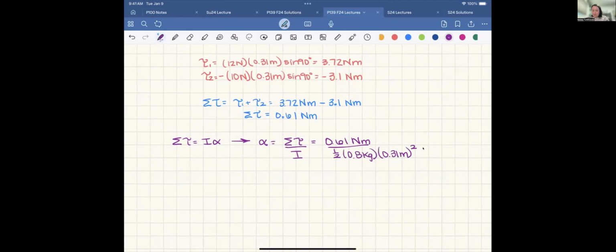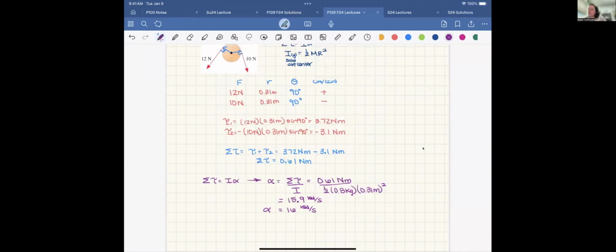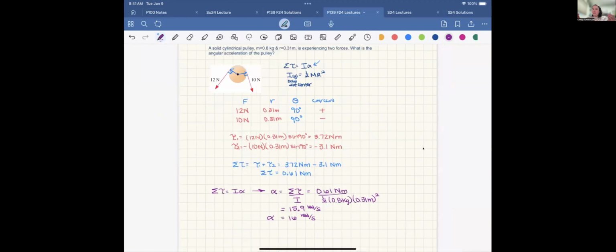Okay, it's a little different, but you can round it to be the same. So 15.9 radians per second squared or 16 radians per second squared for the angular acceleration. So for this one, we combined the things. We did the net torque, where we did our torque table, and then solved for the net torque. But then we also, using the rotational inertia for our object, we found the angular acceleration.